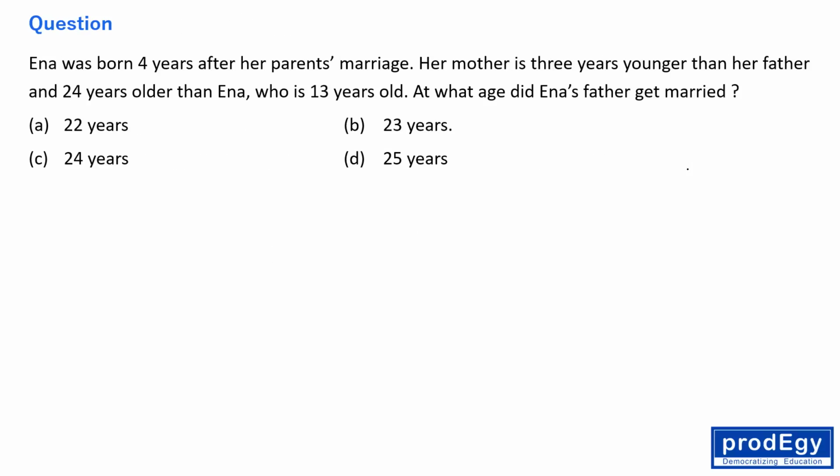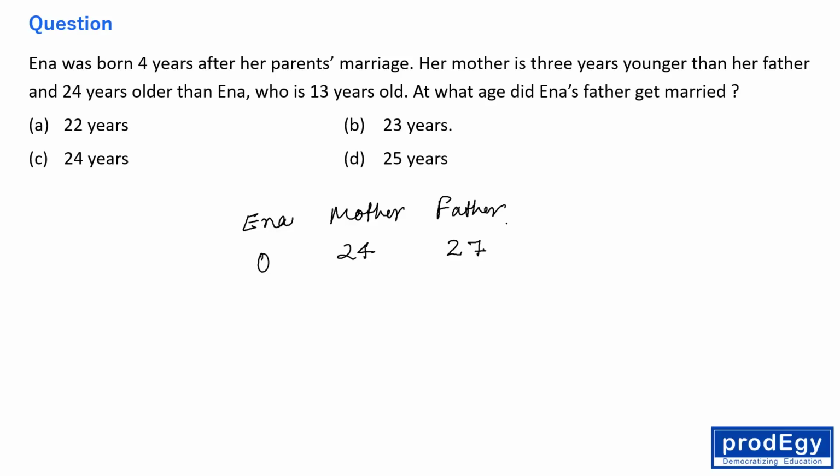Anna was born 4 years after her parents' marriage. Her mother is 3 years younger than her father and 24 years older than Anna. When Anna was born, Anna was 0 years of age, her mother was 24 years of age, and her father, being 3 years older than her mother, must be 27 years of age.